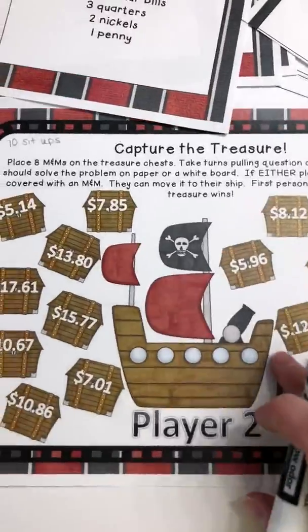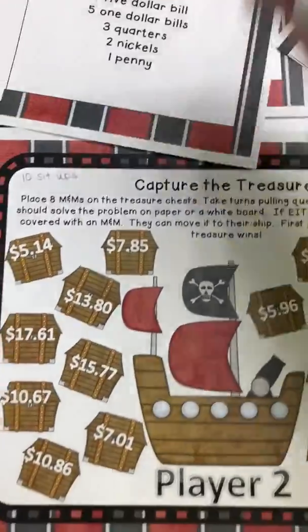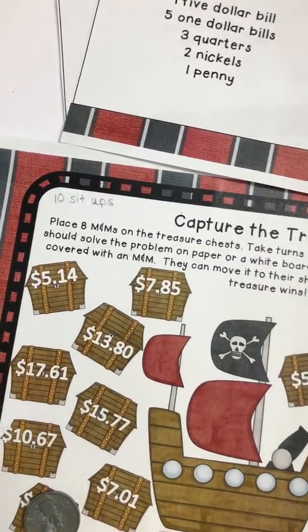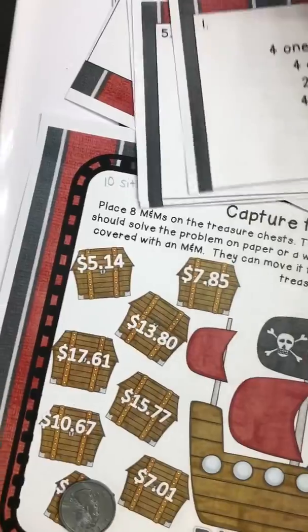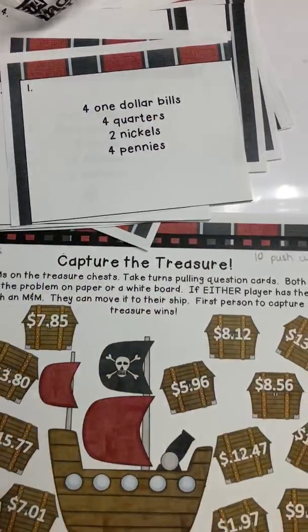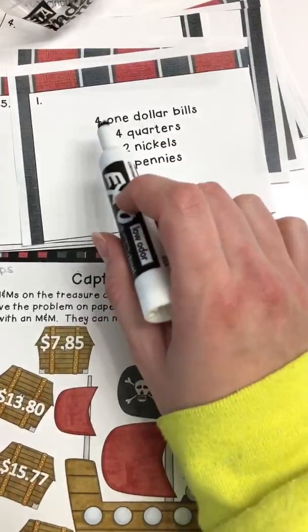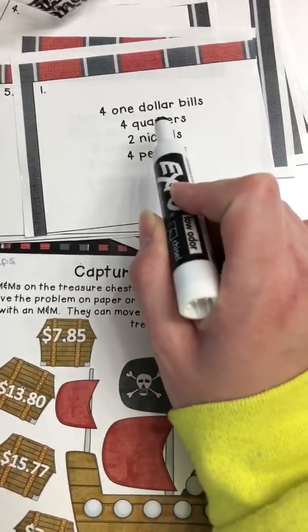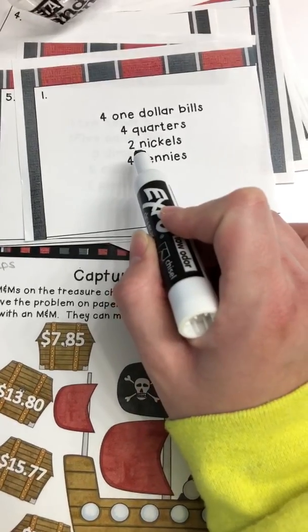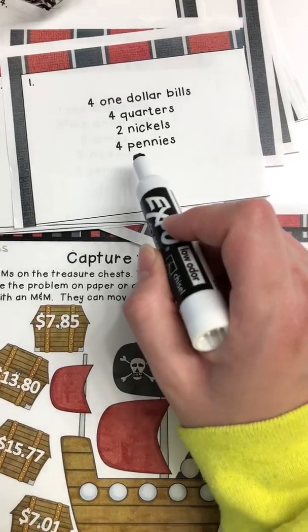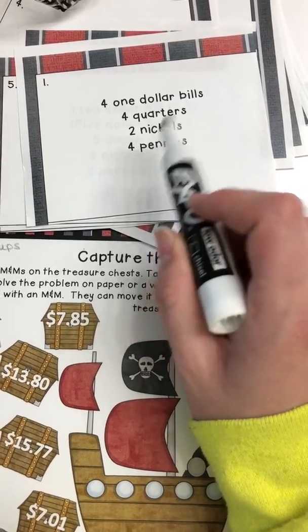So now I'm going to go back to my board and I'm going to find the $10.86 and I'm going to cover it up. Then I'm going to go on to my next card, okay, which is 4 $1 bills, 4 quarters, 2 nickels, and 4 pennies. If I count that in my head, I have $4 bills there. I know 4 quarters equal $1 to get 5. So I'm at $5. 2 nickels are 10 cents. Plus 4 pennies would be 14. So I'm at $5.14. Or you can draw it out again to help you count.